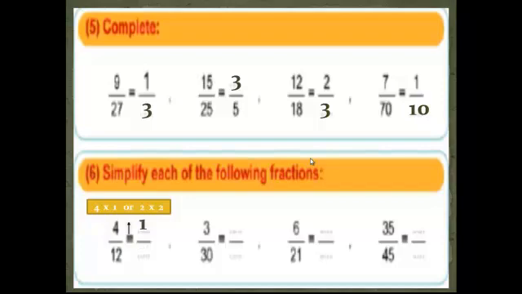The second one, 3 over 30. We are going to look at the numerator. The numerator is 3. Search in the table. We have only 1 times 3. The biggest number here is 3, so we are going to divide up by 3 and down by 3. 3 divided by 3 is 1 and 30 divided by 3 is 10.